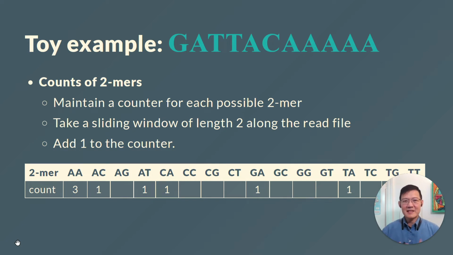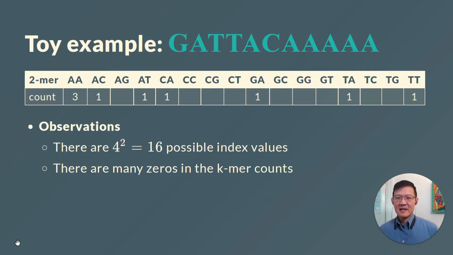So here's our favorite sequence, GATTACAAAA, and we want to count the 2-mers, right? So we slide a window across this sequence, and we add 1 to the relevant column when it's needed. There are 16 possible index values here, okay?